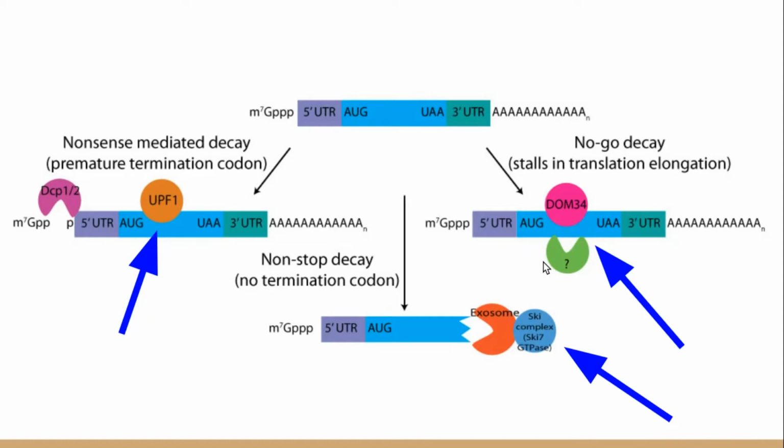So just to summarize, if the transcript has a premature stop codon, the UPF protein will interact with ribosome termination factors and be activated and recruit decapping enzymes. If the ribosome runs all the way to the end of an mRNA without finding a stop codon, the empty entry site on the mRNA can be recognized by SKI7, which then recruits the exosome. In no-go decay, something similar happens. A stalled ribosome's entry site is recognized by DOM34, and this recruits RNases.